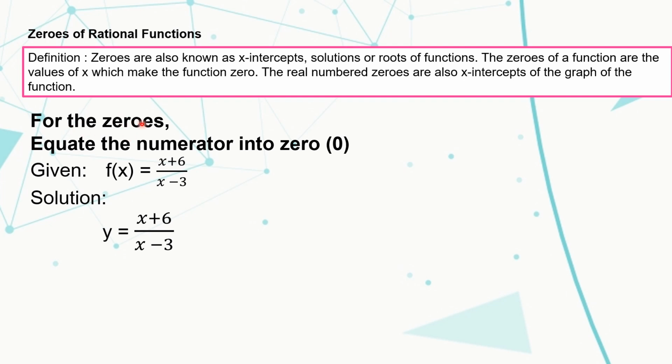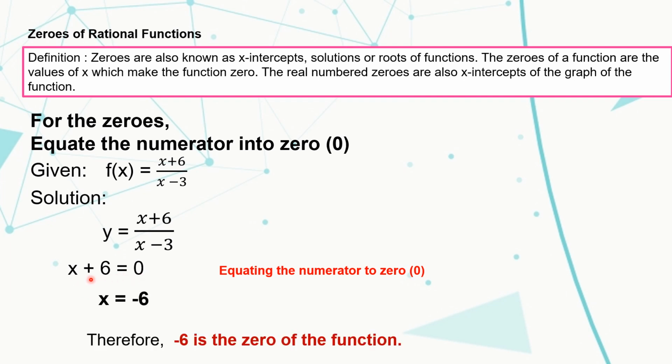So to find for the zeros, just equate the numerator into 0. Meaning to say, just copy the numerator which is x plus 6, equate into 0, or x plus 6 equals 0. Solving now for x, just transpose positive 6 to the other side of the equation. So, since mag-transpose tayo, yung positive 6 ay magiging negative 6. So, the value of our x now is equal to negative 6. Therefore, negative 6 is the zero of the function.